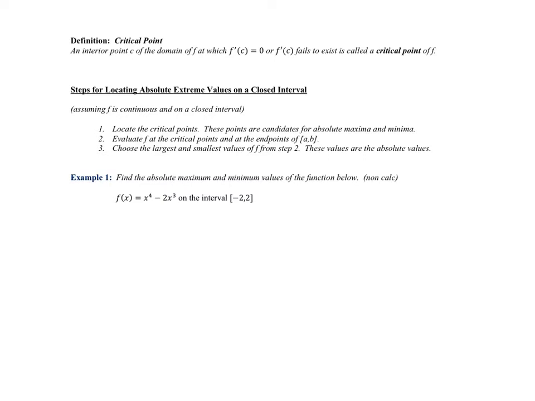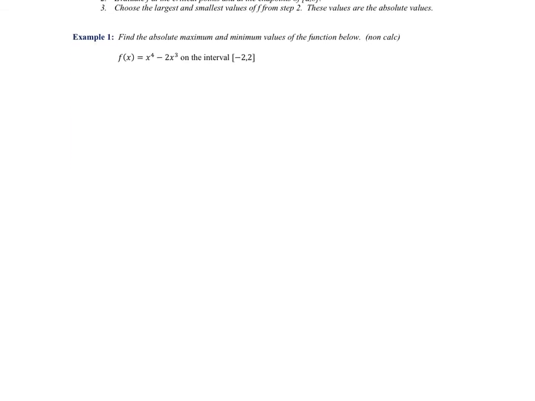Let's take a look at an example below. Find the absolute maximum and minimum values of the function below. All right, so first of all, I'm going to put our candidates over here to the side. The candidates consist of 2 items: our critical points and our endpoints. So our endpoints we already know: x equals -2 and x equals +2.